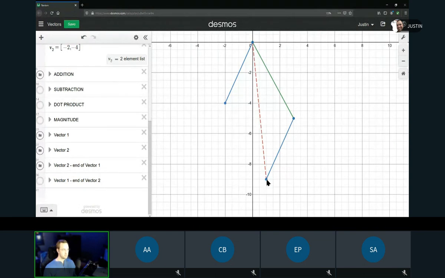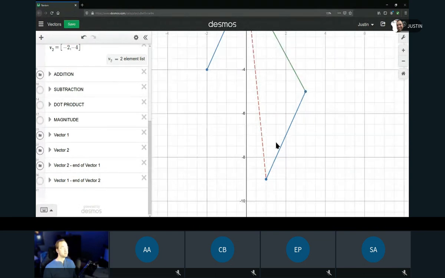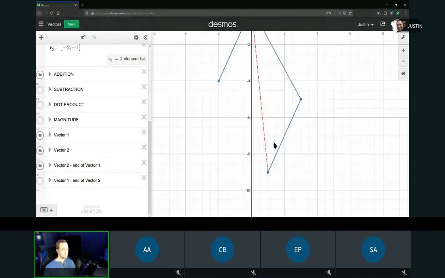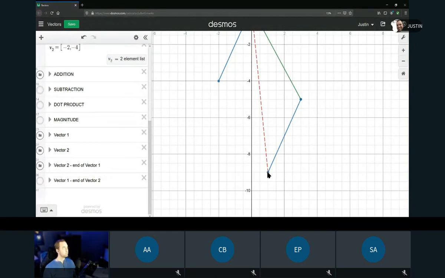So we can see that looks like, so this would be 1, -9. Everyone agree with that? 1, -9? Okay. Very good. So that's called the head to tail method.